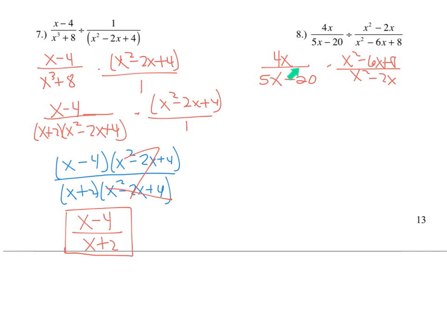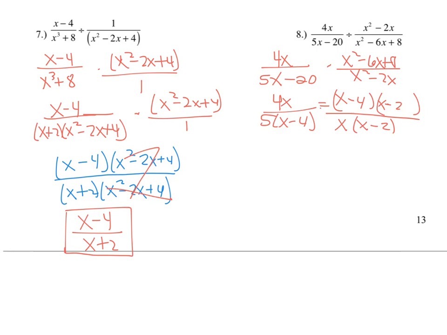So right away I see GCF. So we've got 4x over 5 times x minus 4. Reverse FOIL to multiply to 8 but add to negative 6. X minus 4, x minus 2. And in the denominator, I see a GCF. X squared and negative 2x are both divisible by x. So you factor out the x times x gives you x squared, and x times negative 2 gives you the negative 2x.